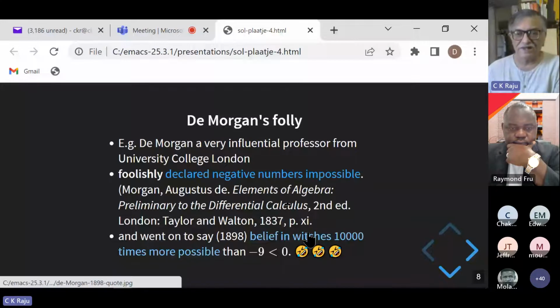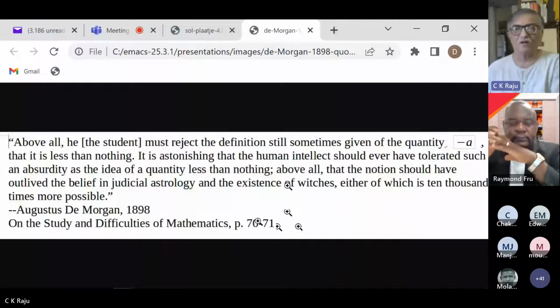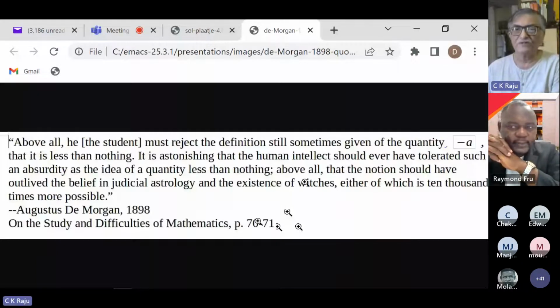See, in 1898, he said that belief in witches, he said student must reject the definition that minus a is less than 0. It is less than nothing. And he said it is astonishing that the human intellect should ever have tolerated such an absurdity. And they should have outlived the belief in judicial astrology and the existence of witches, either of which is 10,000 times more possible. So this is Augustus De Morgan talking about negative numbers. So if you were right, you should stop teaching negative numbers in school.